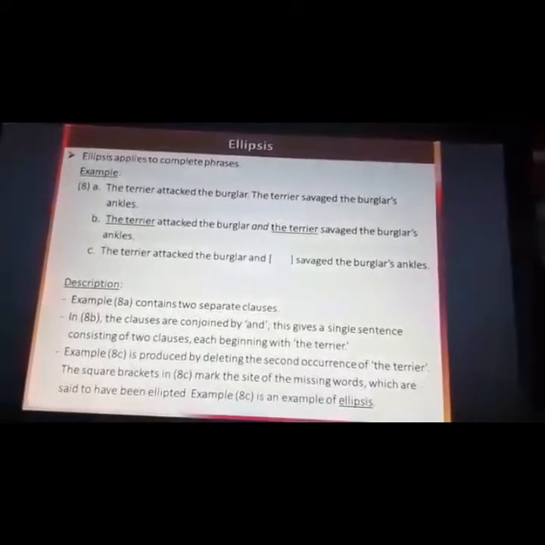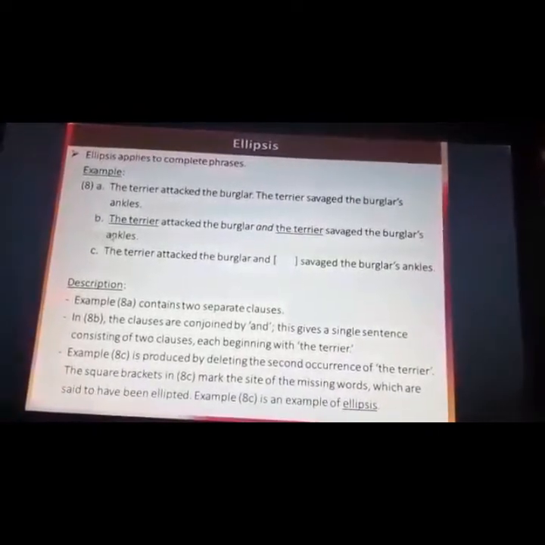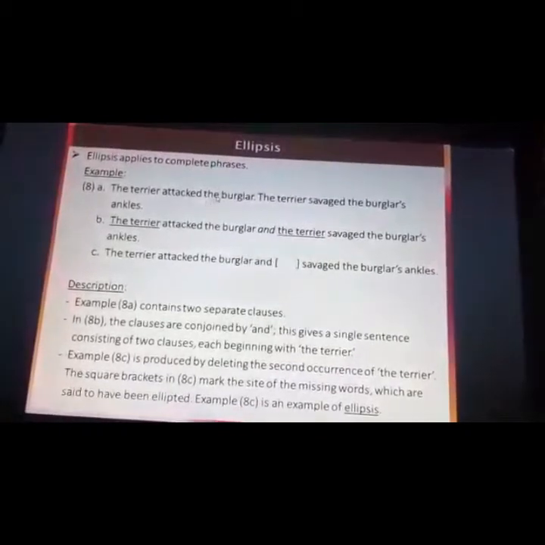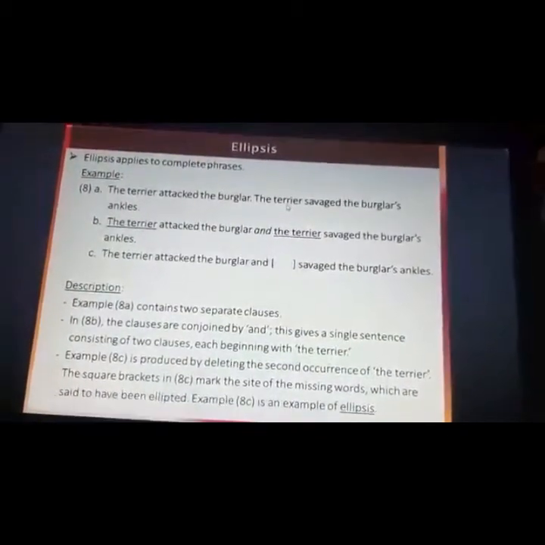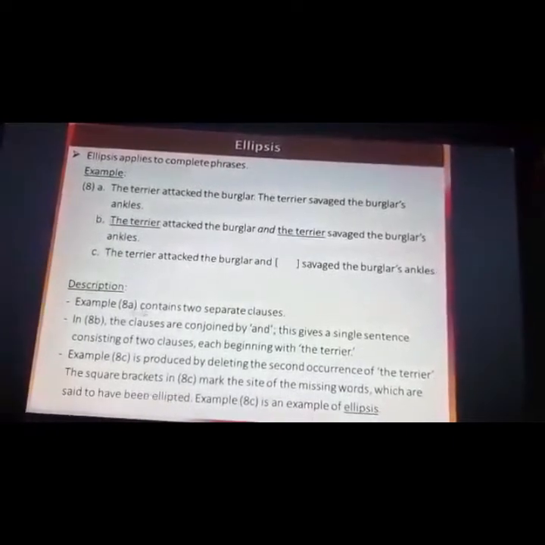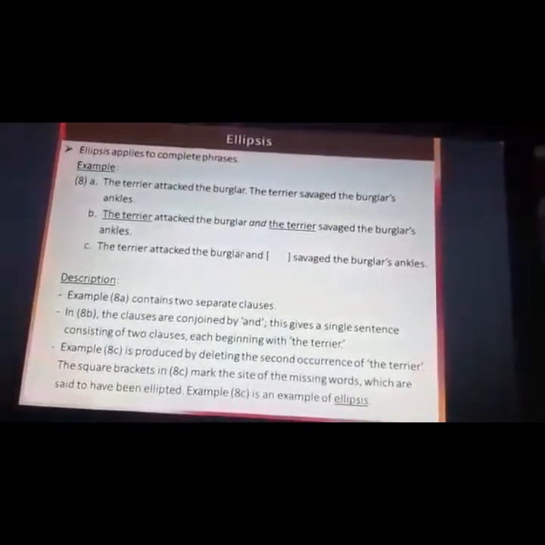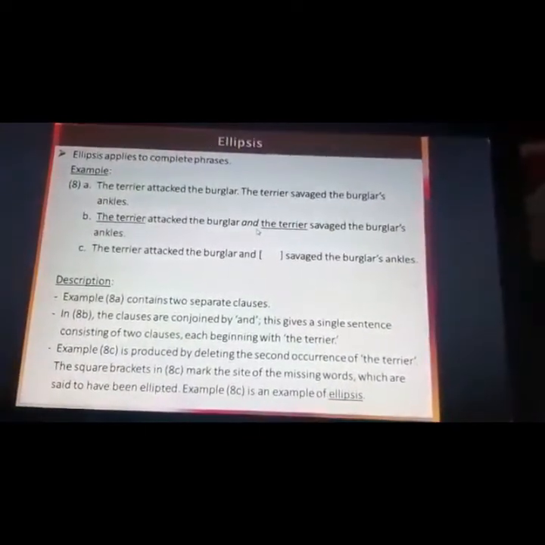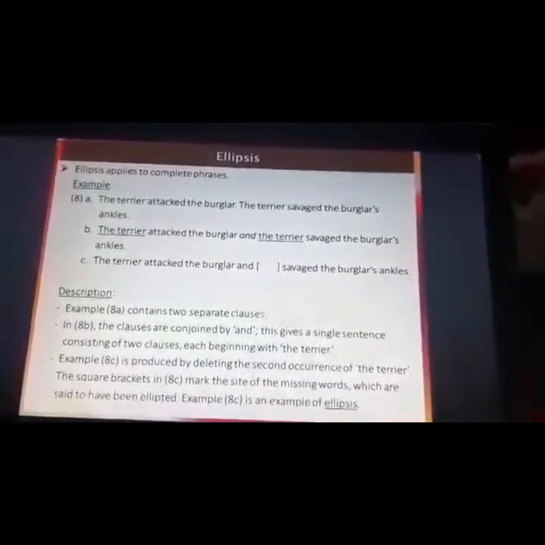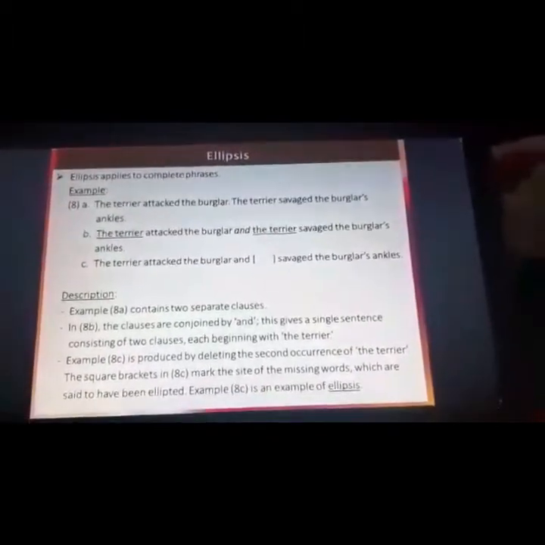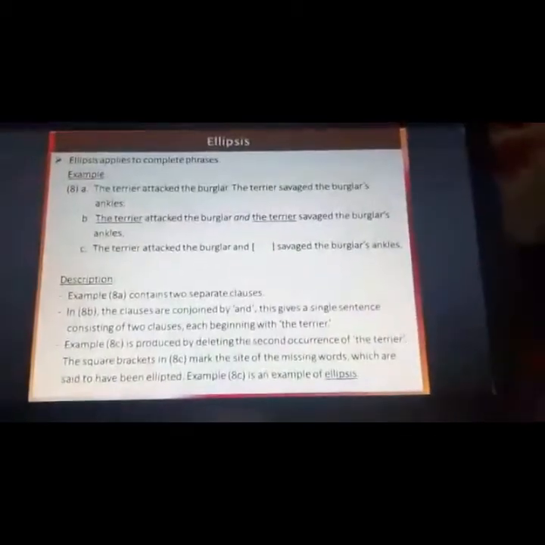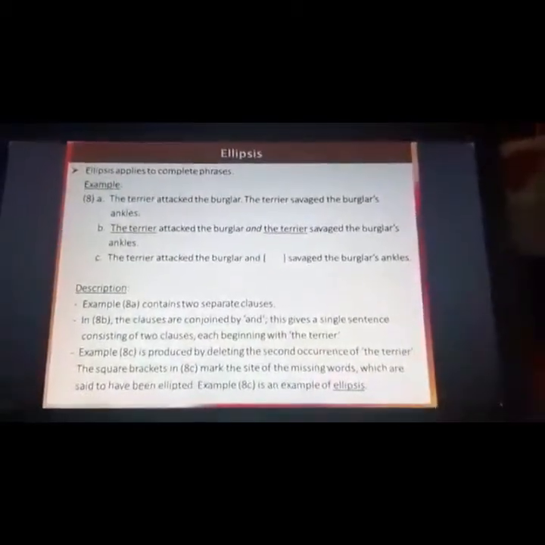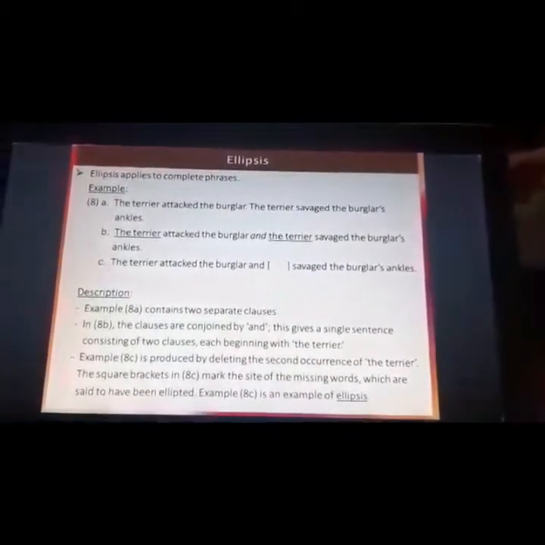Example 8a contains two separate clauses. Ada dua klausa ya. Klausa pertama, main clause yang kedua. In 8b, the clauses are conjoined by conjunction and. This gives a single sentence constituting of the clauses, each beginning with the terrier. Yang satu menjadi 2 dan yang 2 menjadi 1. Jadi terlihat ya bagaimana constituent structure pembahasannya untuk membuat kalimat yang efektif berkali-kali.